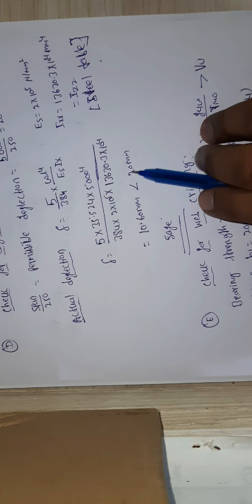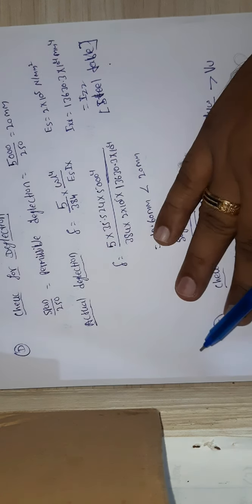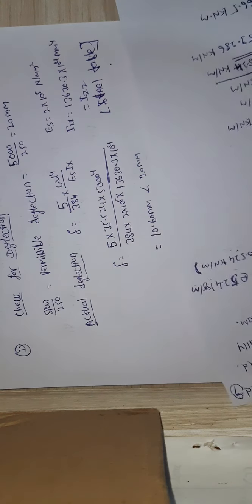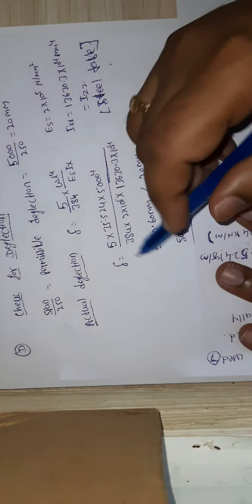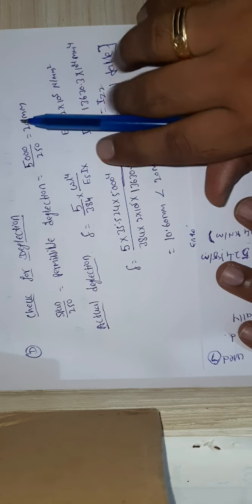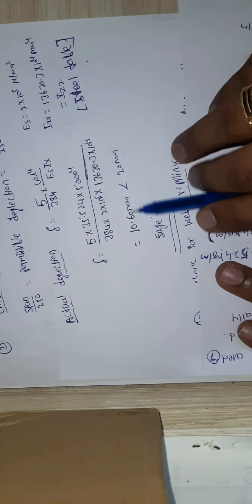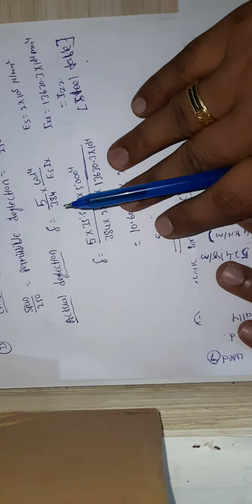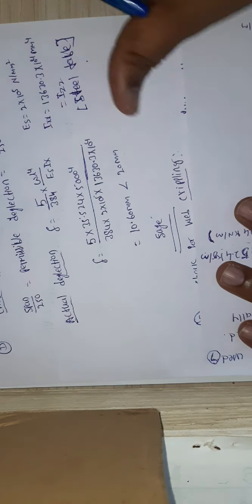So it is lesser than 20 mm. Hence it is safe. The allowable deflection is 20 mm. What I got here is 10.6 mm, hence it is lesser than 20 mm, hence it is safe. So this is how we need to do it, guys. Thank you, guys.